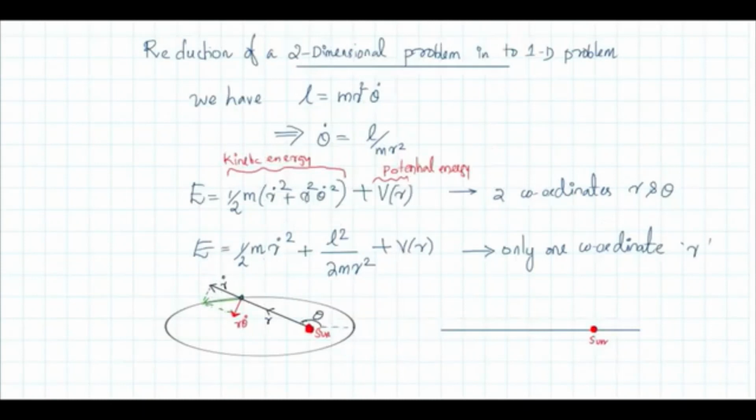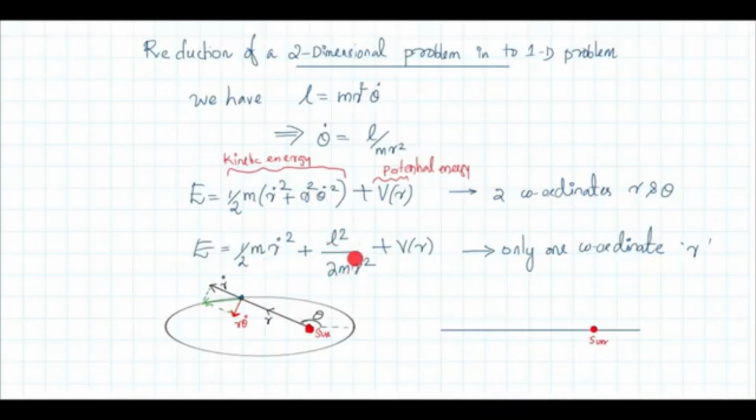You know that the total energy actually contains two terms, the kinetic energy and potential energy. And kinetic energy itself has two parts. One is the radial kinetic energy, half m r dot square. The second one is the angular kinetic energy, half m r square theta dot square. When you substitute for this theta dot in order to reduce this two-dimensional problem to a one-dimensional problem, the second term becomes L square by 2m r square.